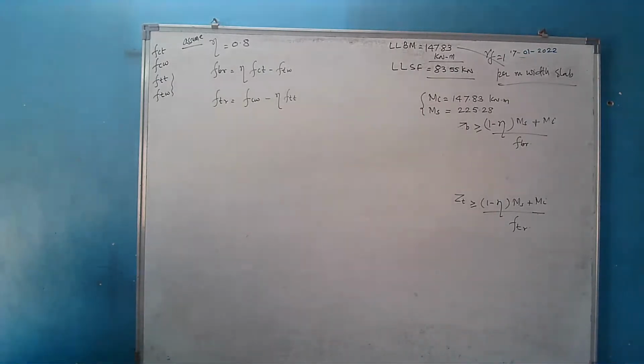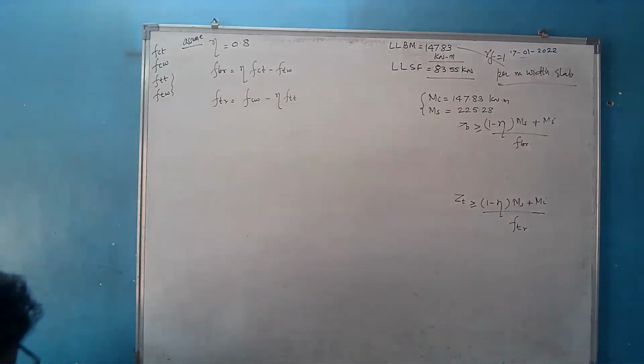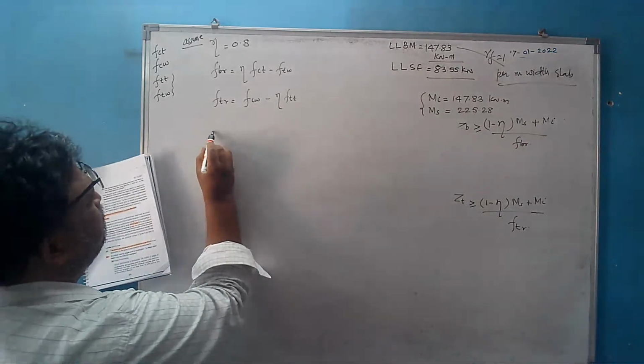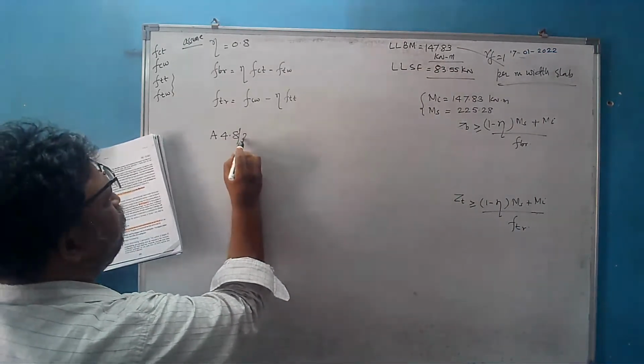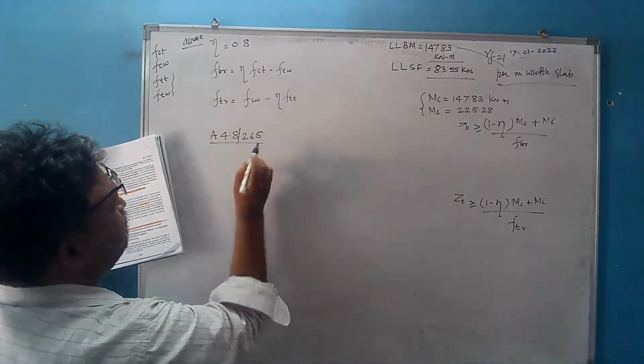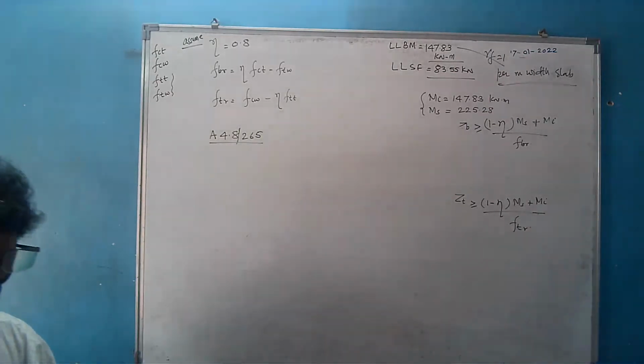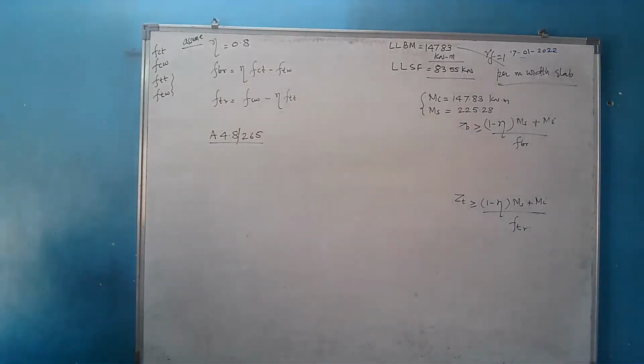Annexure 4. It is clause A 4.8 on page number 265. What does this clause say? Please refer page number 265. Clause A 4.8, it is Annexure 4. What is that? Requirement of pre-stress concrete members.